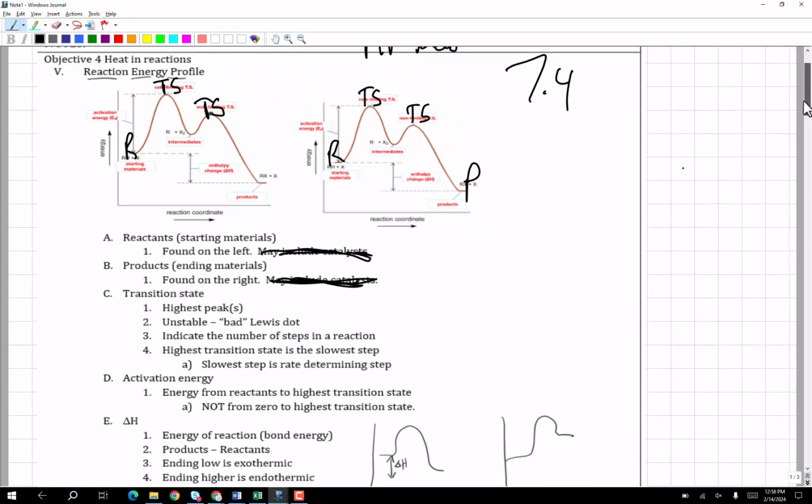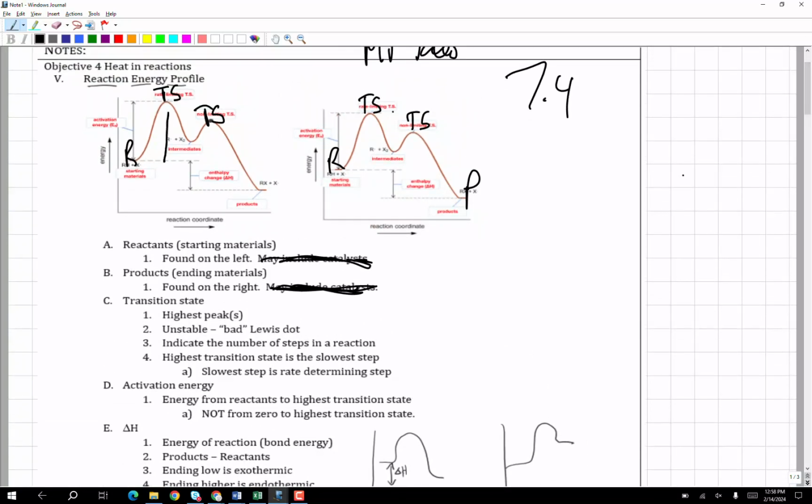The activation energy is the energy from the reactants up to the highest barrier. That's the highest barrier, from the reactants up to the top of the hump.